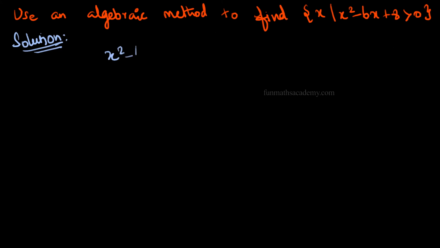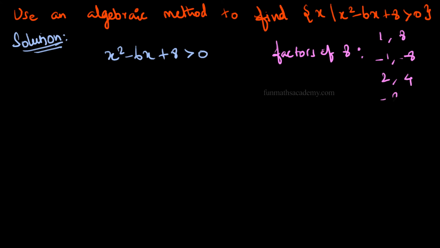First, let us write the equation in factor form. Then, let us find the product of the constant 8 and the coefficient of x squared, which is 1. And the product will be equal to 8. Now let us find the factor pairs of 8. We get those factor pairs to be 1 and 8, minus 1 and minus 8, 2 and 4, minus 2 and minus 4.